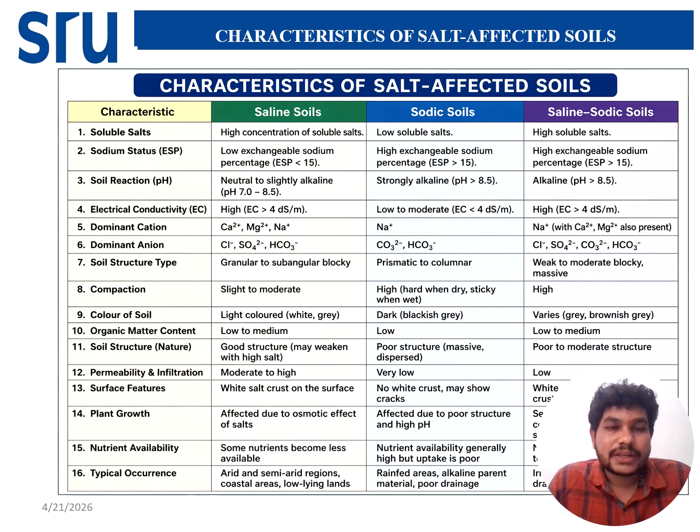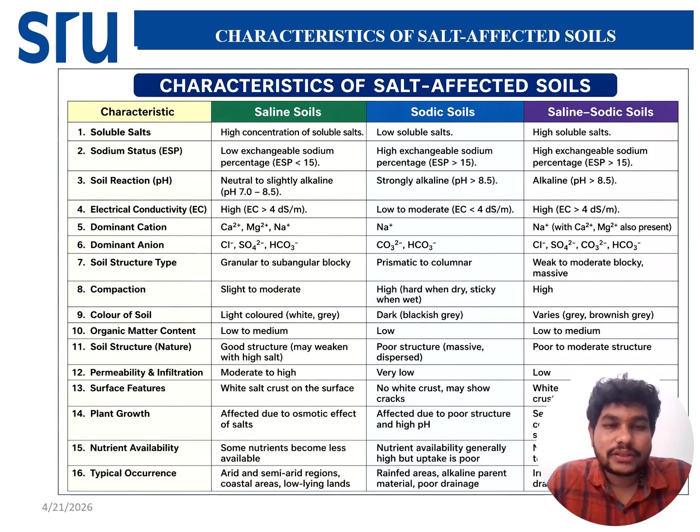The structure present in saline soil is granular and subgranular blocky, and in sodic soil it is prismatic or columnar. In saline sodic soil, we see weak to moderate blocky and massive structure. For compaction, there is slight to moderate compaction in saline soil. In sodic soil, we will see hard compaction, and also in saline sodic soil.